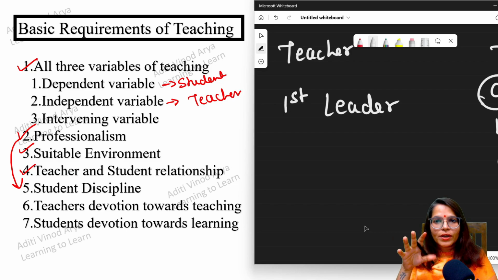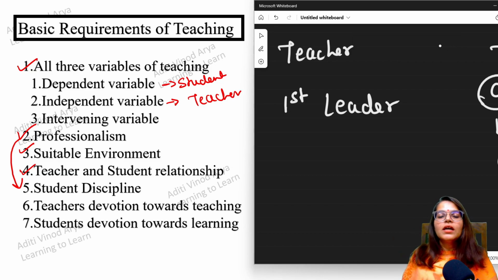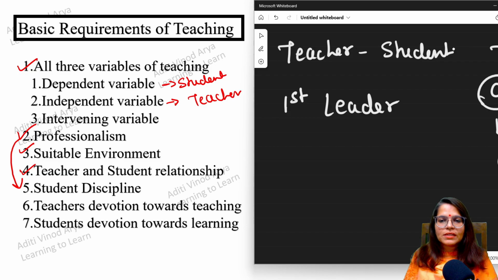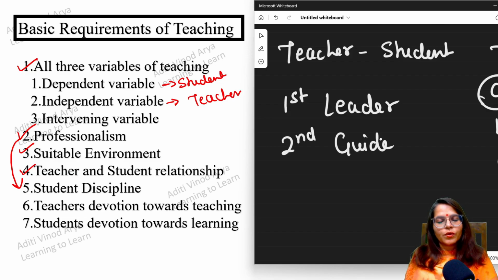We need to prioritize. If they ask about the teacher and the student relationship, the first option you're going to choose from the list is leader. If leader is missing in the options, the second option you will choose is the guide or philosopher. Leader can be a role model also.